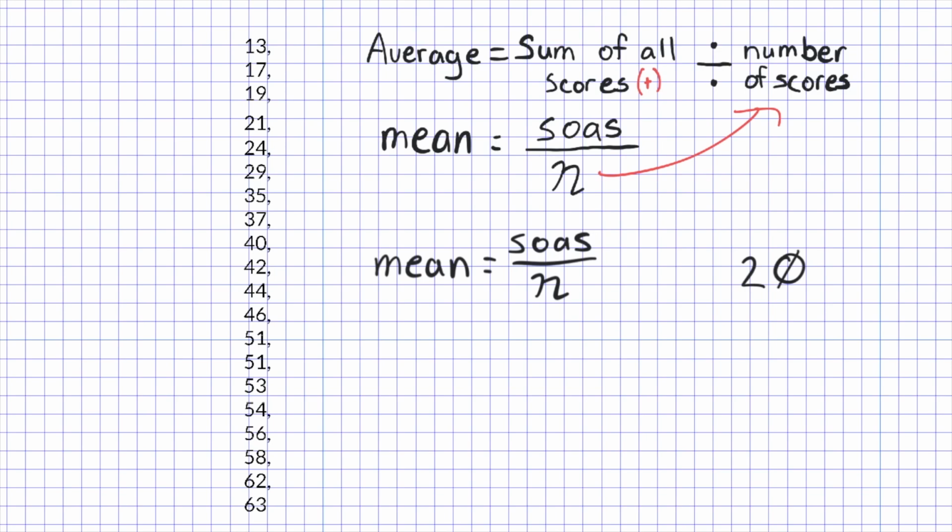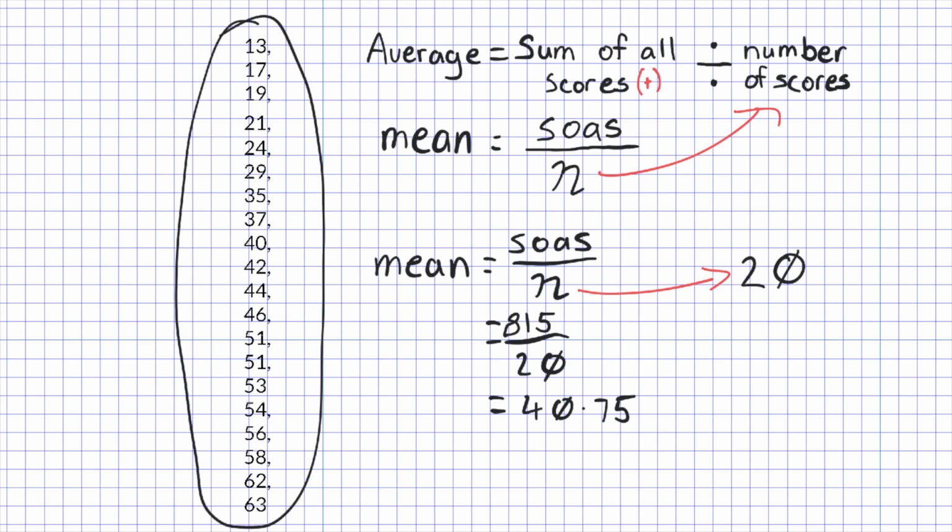I've gone ahead and added all of that up for us. It actually equals 815. And we're going to divide that by our total number of scores being 20. Now, again, I've also gone ahead and calculated this one for us, and 815 divided by 20 actually equals 40.75. Now, we can actually say that the average or the mean value of this data set is 40.75.